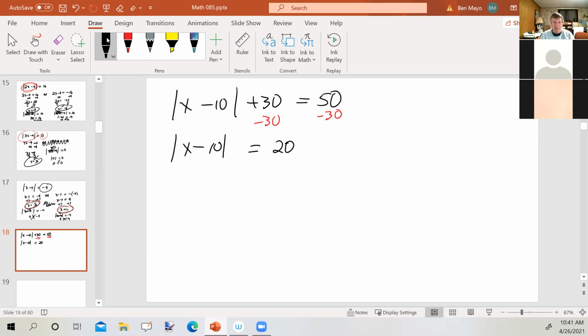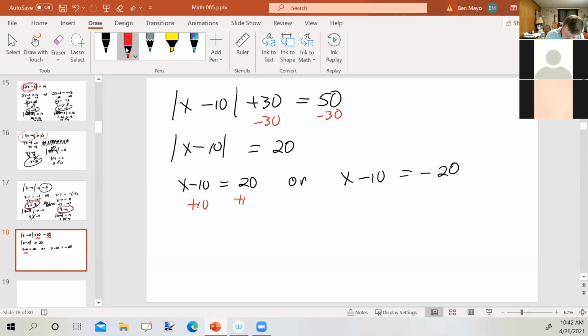Now that we have the absolute value term by itself equals a number, we get x minus 10 equals 20, or x minus 10 equals the opposite of 20, or negative 20. So solving the first equation, adding 10 to both sides, we get x equals 30. Solving the second equation, adding 10 to both sides, we get x equals negative 10.